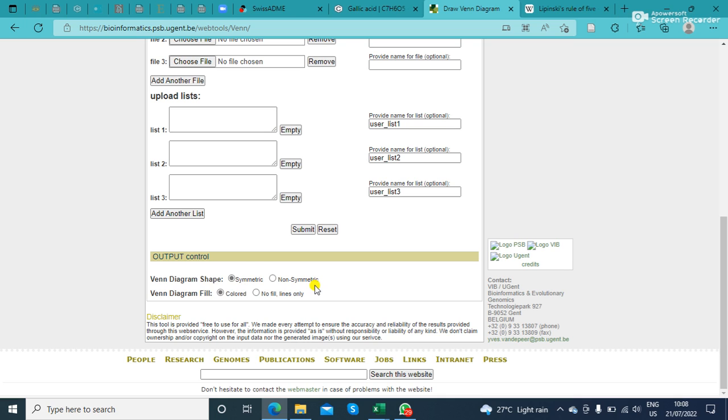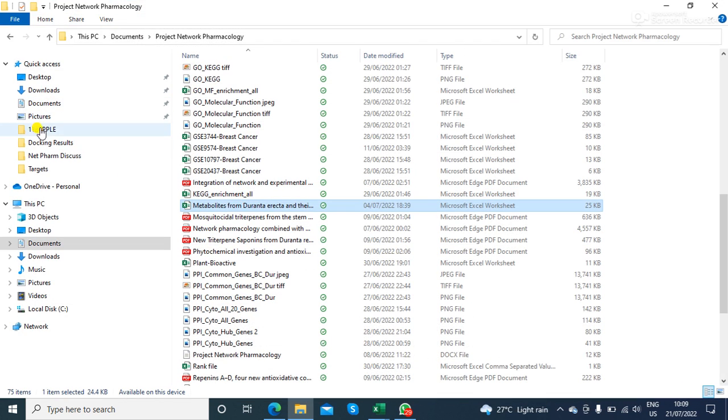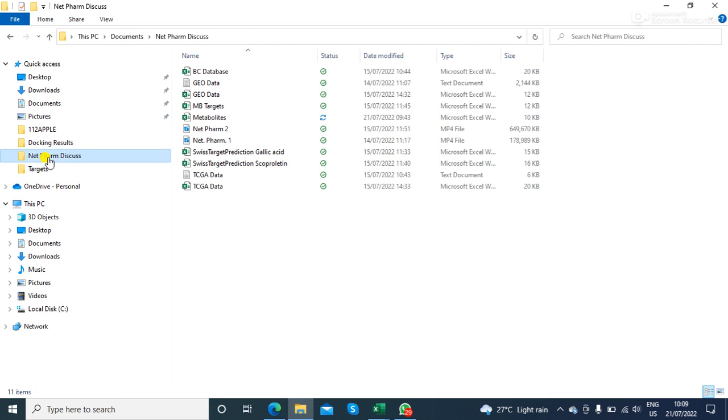But sometimes, if you have a lot of lists, a lot of groups, the symmetric might not work. So you might just need to use the non-symmetric one. Okay, let's go and do Netfarm Discuss. So we need our BC database and we need MB targets.